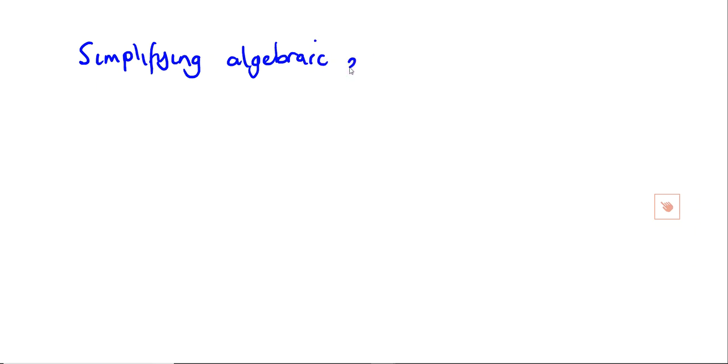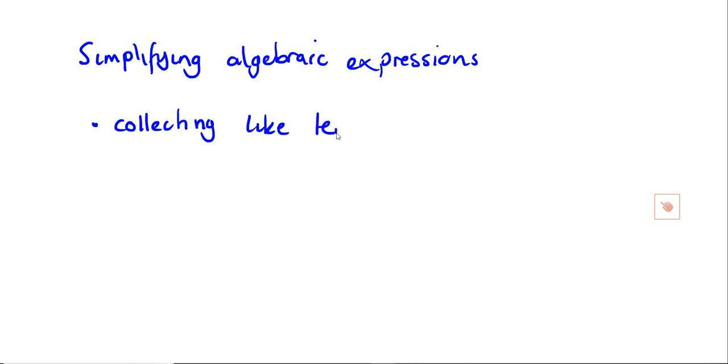All right, so what are we doing when we're collecting like terms? Simplifying. That's one thing we should know. We're simplifying algebraic expressions, and we're collecting like terms. That's one thing we can do. It's not the only thing we can do, but it's a start. Why does collecting like terms simplify things?